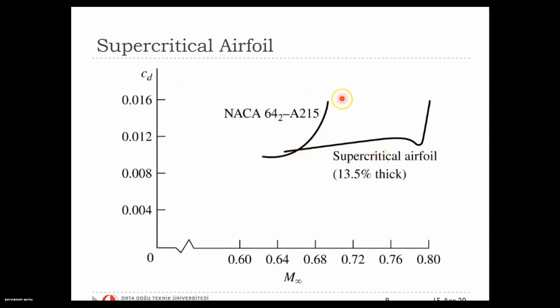As you can see, this is for the NACA 64 series airfoil, where your drag divergence Mach number is about 0.67, but if you move to the supercritical airfoil, your drag divergence Mach number is definitely higher. It's about 0.79 or 0.88, let's say. So as you can see already from this example, drag divergence Mach number increases when you use a supercritical airfoil.